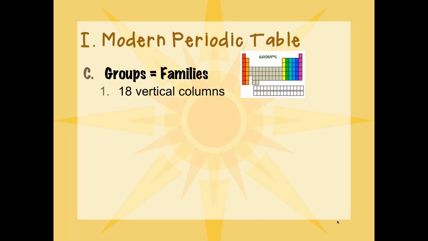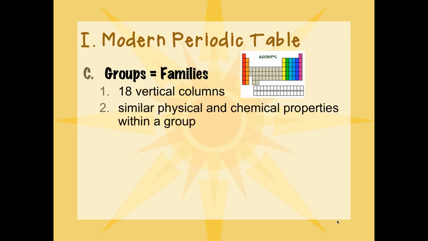different rows. The columns on the periodic table are known as groups or sometimes families. These are the 18 different vertical columns, shown in the different colors there. When you have a column, you have similar physical and chemical properties. So all of the elements in this column would have something in common, making them group together or be related, a family. So that's where that comes from.